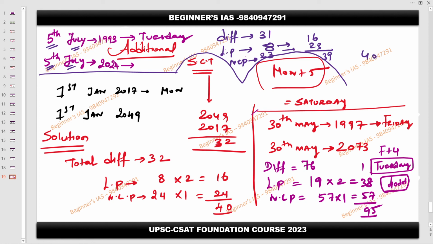23, sir. Then here 16, here 23, then 39. Then 35 will go. 4 odd days. Tuesday plus 4 is Saturday. What is the answer? Saturday.